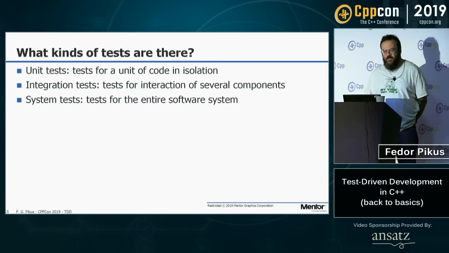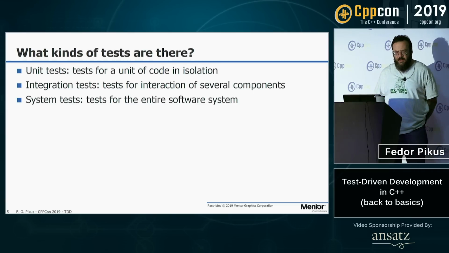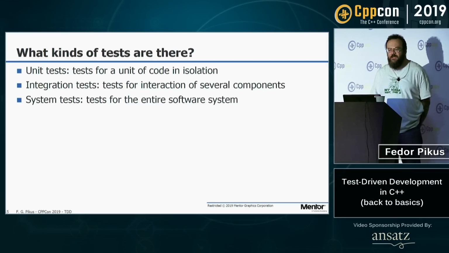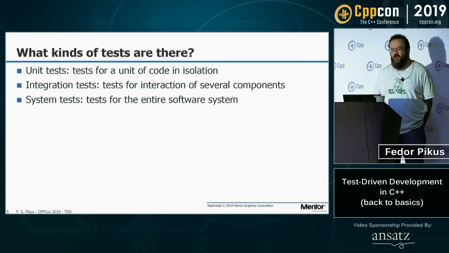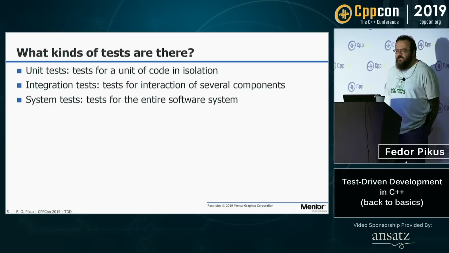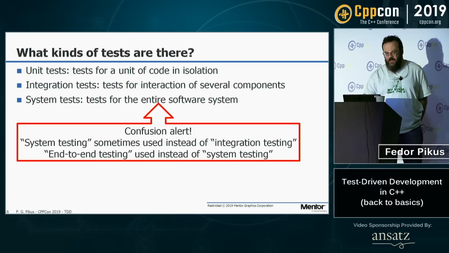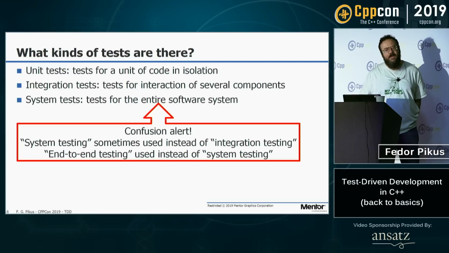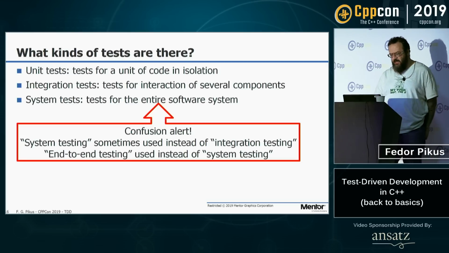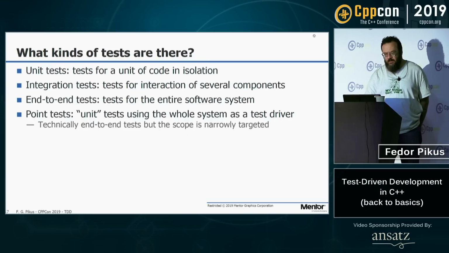Well, there are unit tests, and that's a test for testing a small bit of code or a logically isolated bit of code. We'll talk more about that in isolation. Integration tests, tests for interacting of several components. System tests for the entire software system. By the way, not consistent terminology here. You may find the word system testing used to mean what I mean by integration testing, and you may find the words end-to-end testing used to mean what I call system testing.